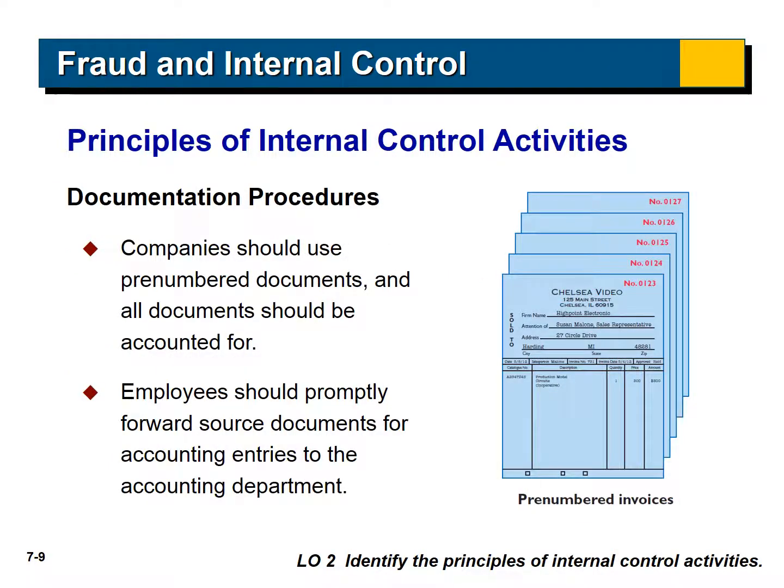Some more control activities include documentation. Companies should use pre-numbered documents, and all documents should be accounted for. So you can see over right here, these are sales invoices, and they are pre-numbered, and you need to make sure you keep track of them, even if it's electronic versions. And they should promptly forward source documents to the accounting department so we can make the journal entries. So if you're a salesperson, you make an invoice, make sure you promptly give it to the accounting department.